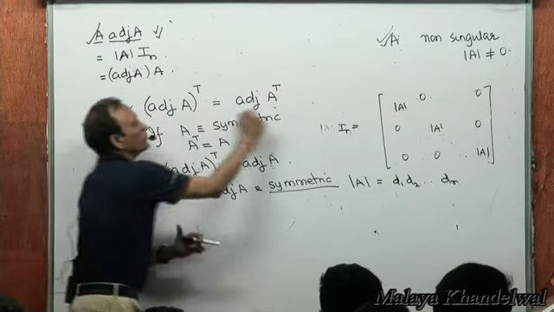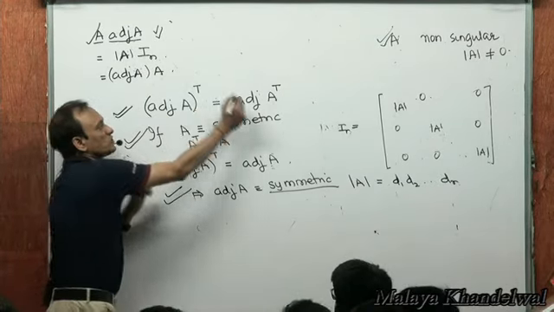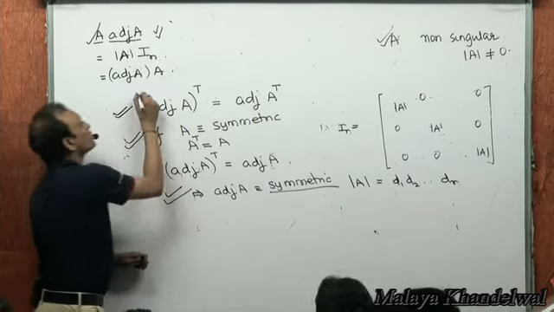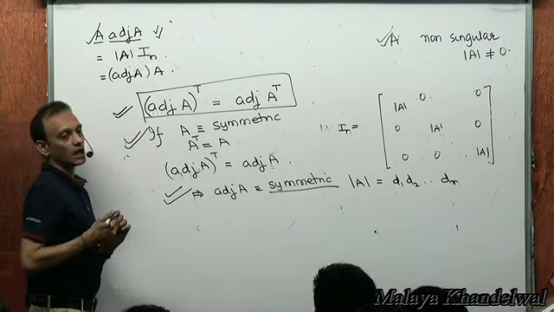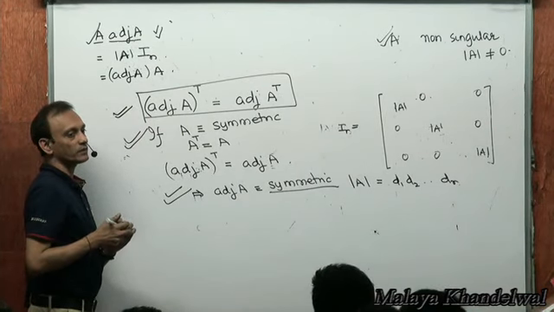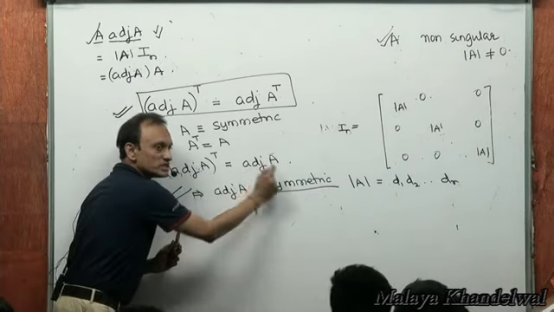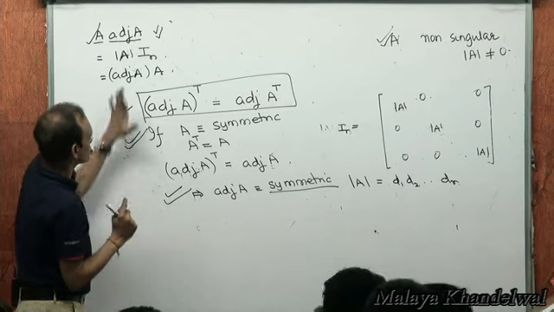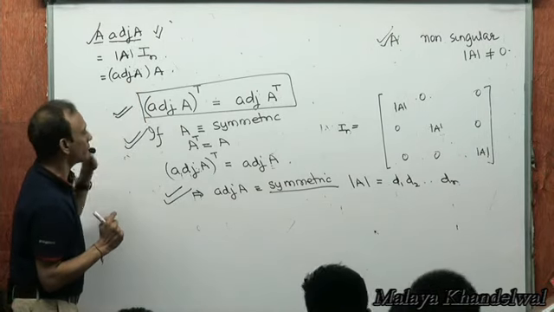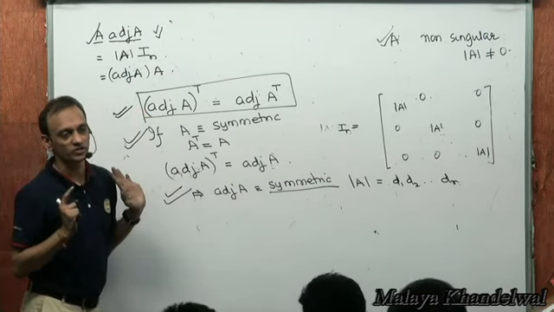And this has nothing to do with whether A is symmetric or not. This is cardinal. Adjoint of A transpose is adjoint of A transpose is true for all square matrices A. But if A is symmetric, then adjoint A will also be symmetric. You want me to repeat this? See, this result I want you to prove yourself. Okay. Now I'm claiming that if A is symmetric, adjoint A will also be symmetric.